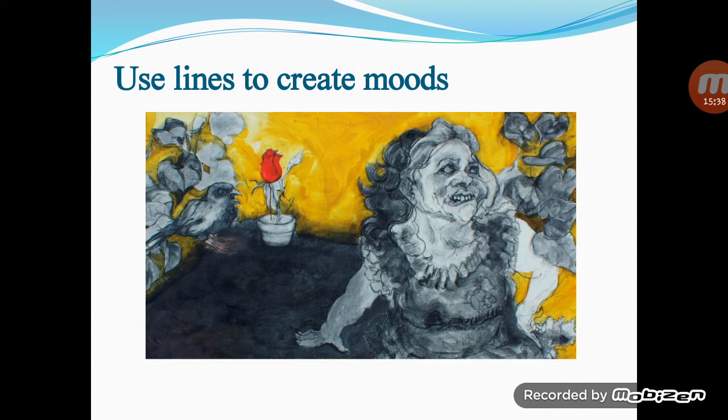Use lines to create mood. Curved lines reflect beauty, gentleness, and calmness. Horizontal lines create stability, peace, serenity. Vertical lines reflect strength and dignity. Diagonal lines offer a sense of movement and power. Yes, lines create emotion and moods in your composition.